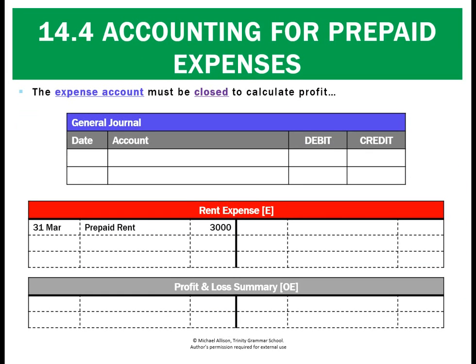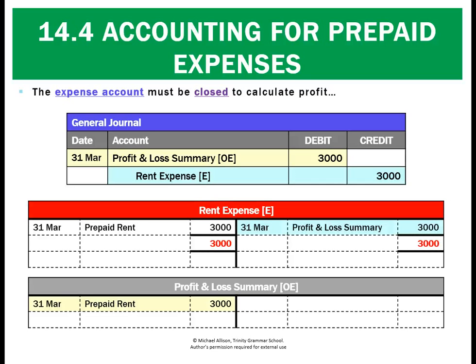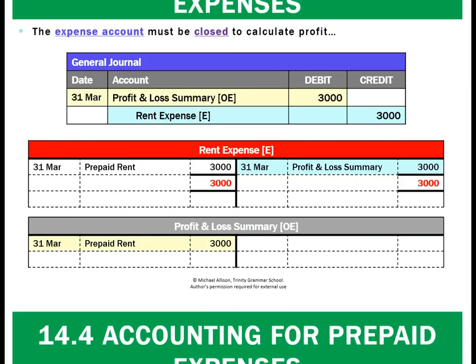What we've got to do now to the rent expense account is, we know that it's an expense, and expenses get closed at the end of the period to calculate our profit. So we're going to need to close that to the profit and loss summary ledger, with a credit to the rent ledger and the debit to the profit and loss summary account.